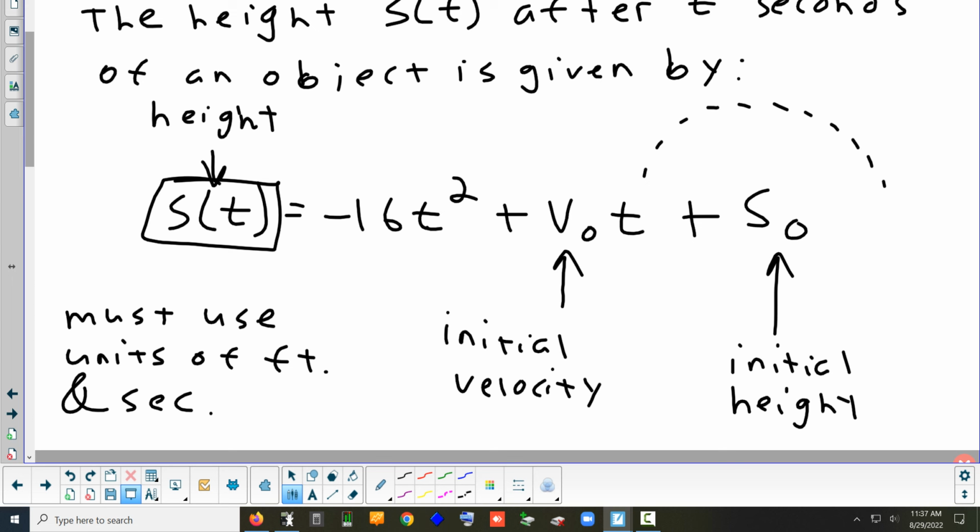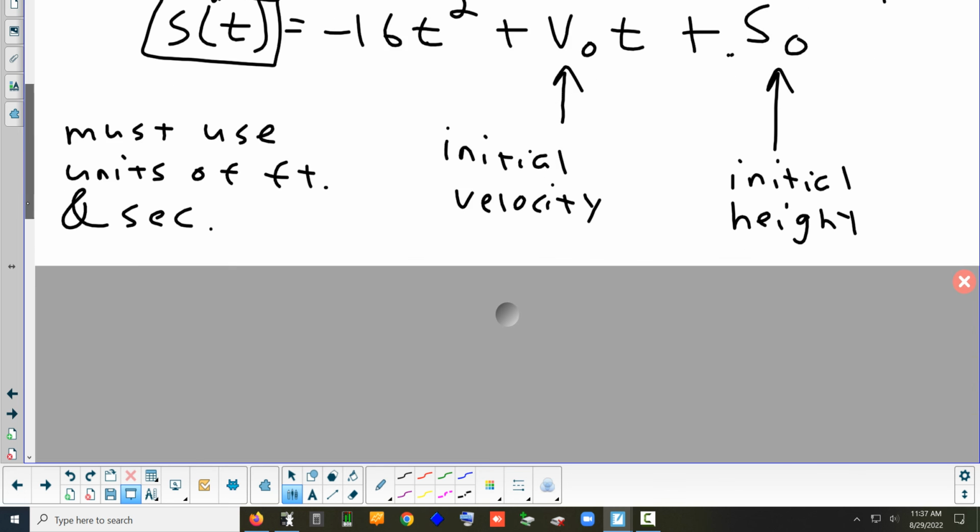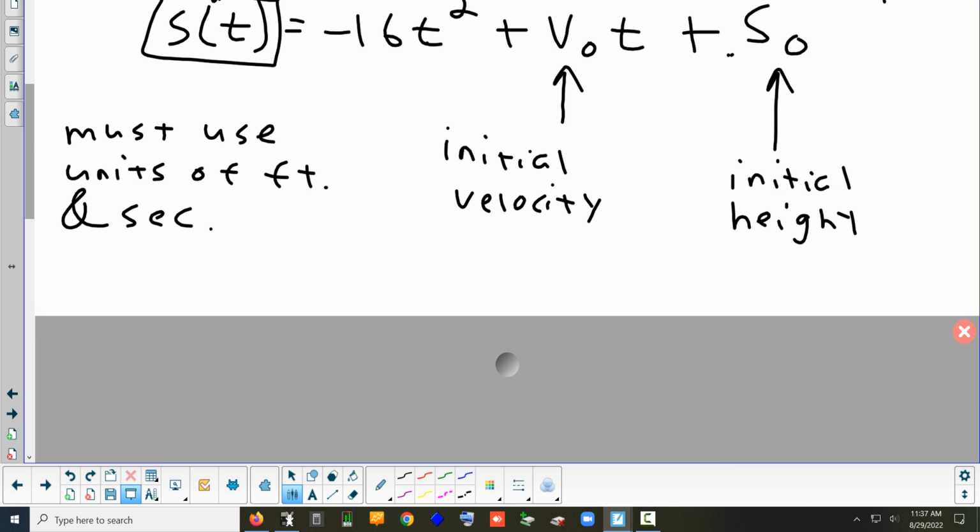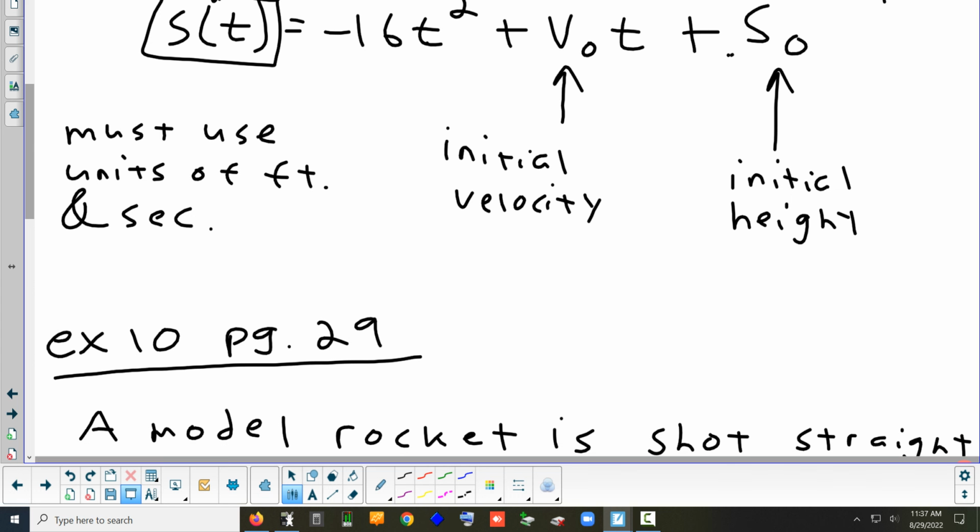For example, if you're standing on top of a building and you throw something off the building, well, you'd already maybe have 300 or 400 feet of initial height if you were on top of something. So we need to take that initial height into account. So initial velocity and initial height will always be given to you in the problem. It's important here that the units we use are feet per second, because if you wanted to use meters per second, which is more common in physics, you would have to change this number to something else.